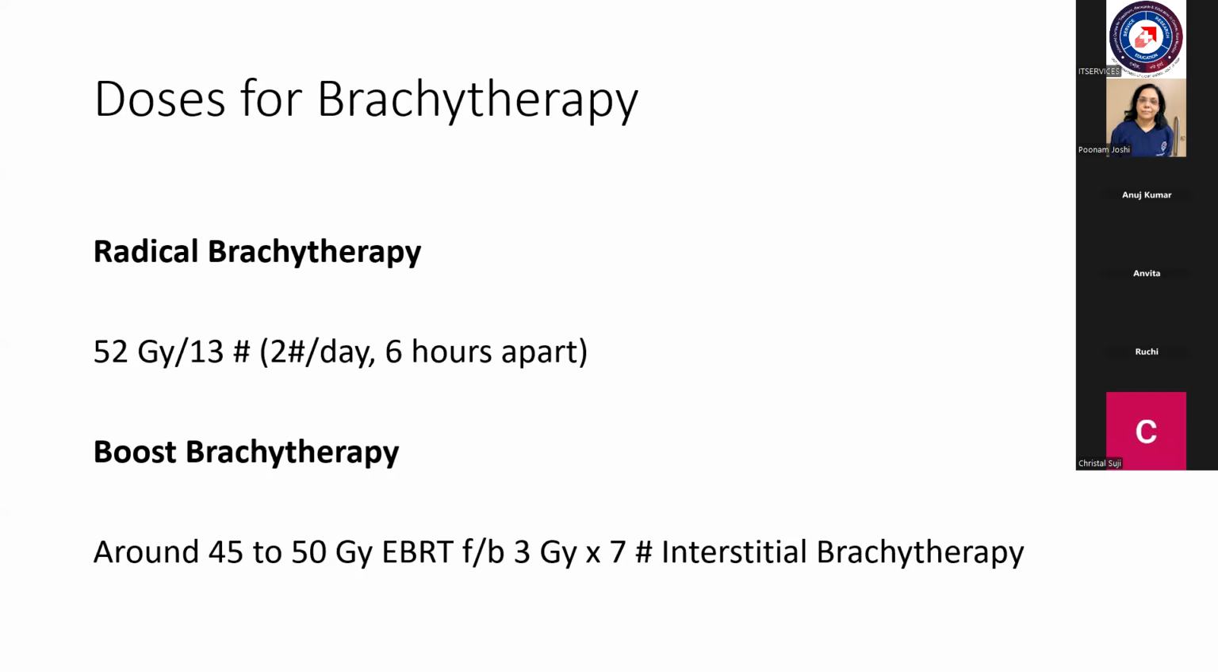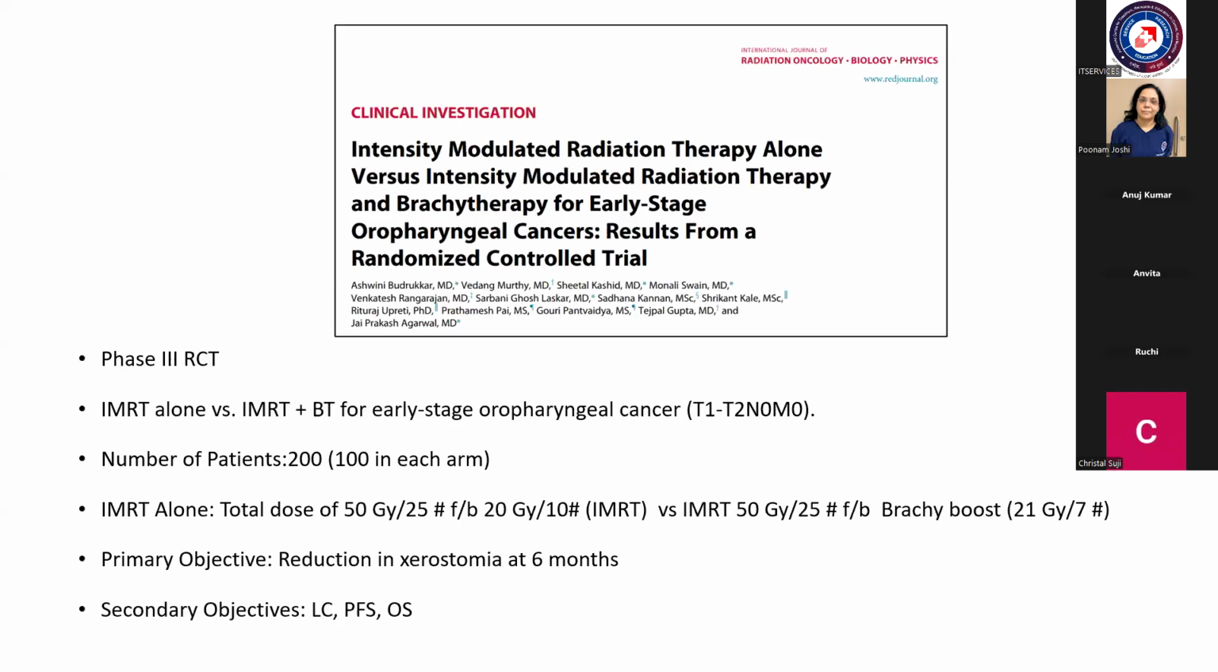So once the CT scan is done, we plan the patient and then we start the treatment on the same day itself. If it is about 13 or 12 fractions, we can complete the treatment in about 2 weeks' duration. So we treat from Monday to Saturday two times, separated by a 6 hourly gap. And in boost brachytherapy, we give about 45 to 50 gray EBRT, external beam radiation therapy, followed by about 3 gray into 7 fractions of interstitial brachytherapy.